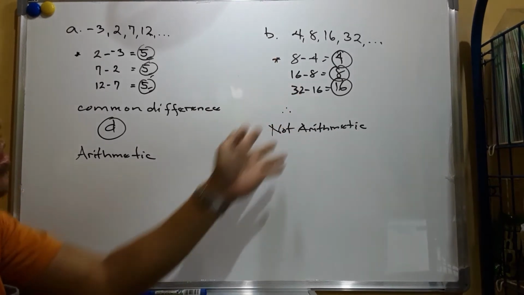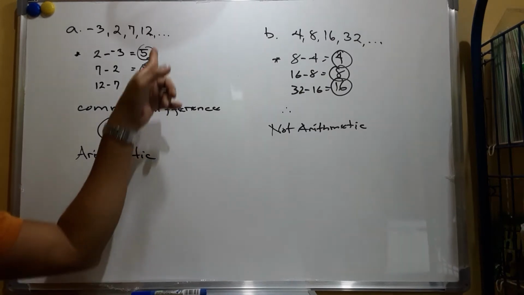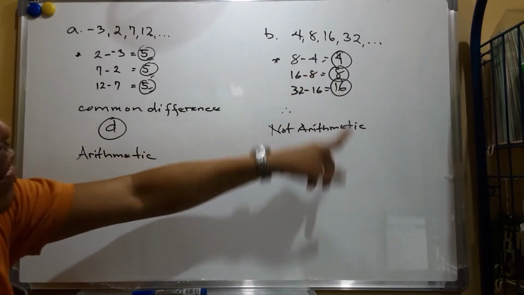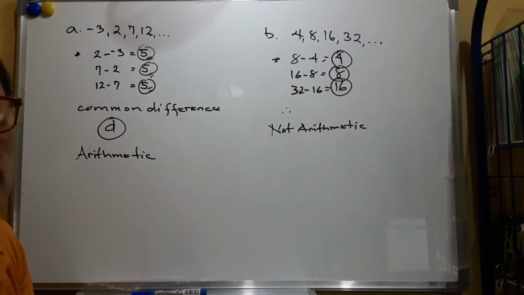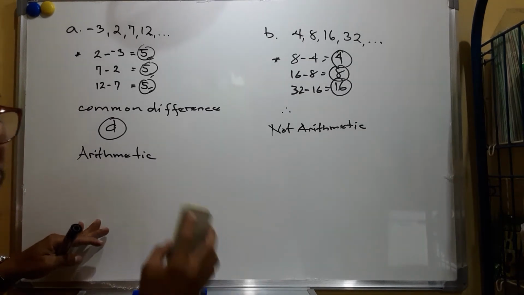So that is how to identify if the given sequence is arithmetic or not. All you have to do is find the common difference. If the common differences are equal, then it is arithmetic. If not, it is not arithmetic. Okay? Am I clear, Grade 10? Okay, so let's proceed.